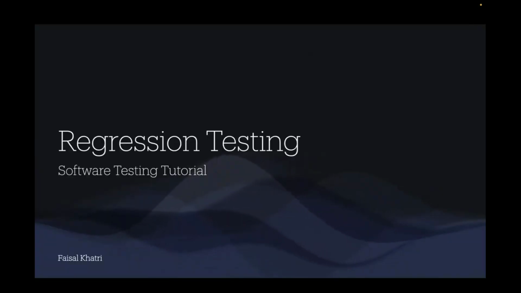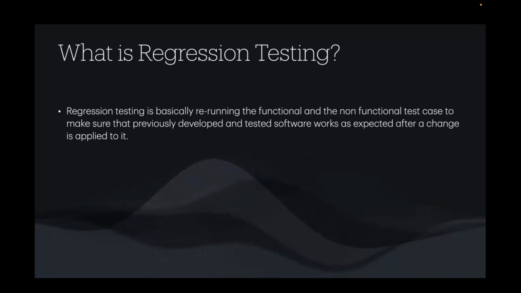So let's begin with what is regression testing. Regression testing is basically rerunning the functional and the non-functional test cases to make sure that the previously developed and tested software works as expected after a change is applied to it.